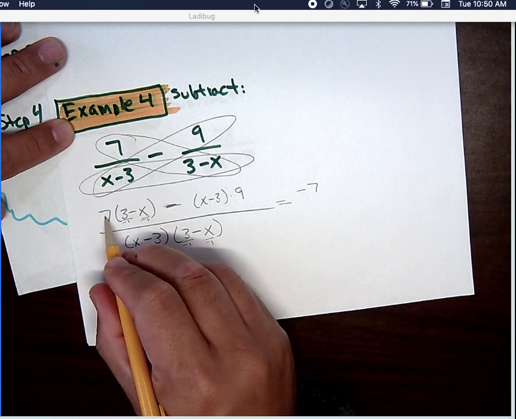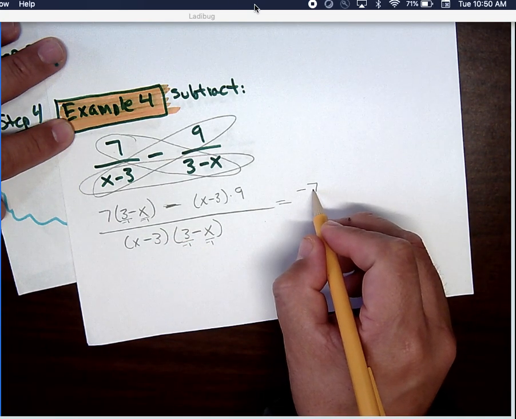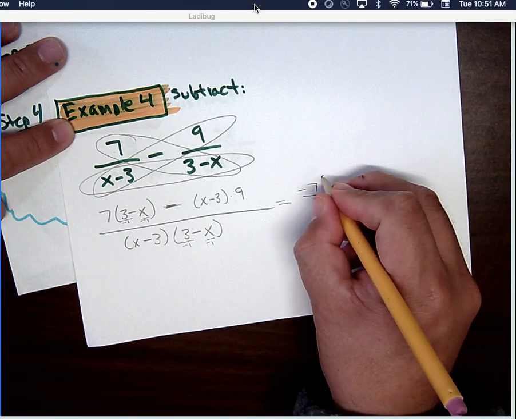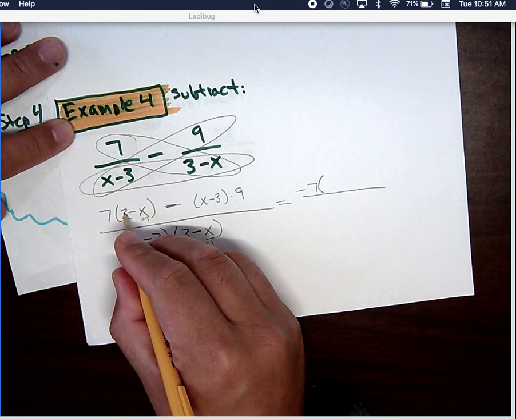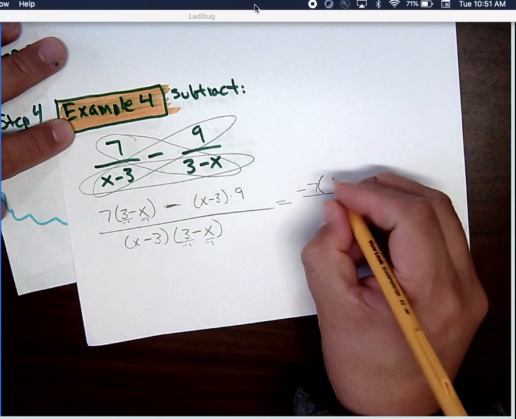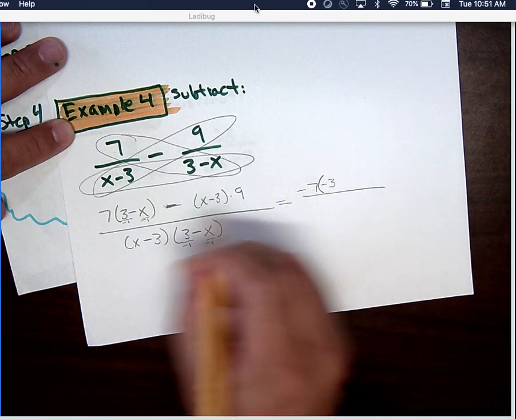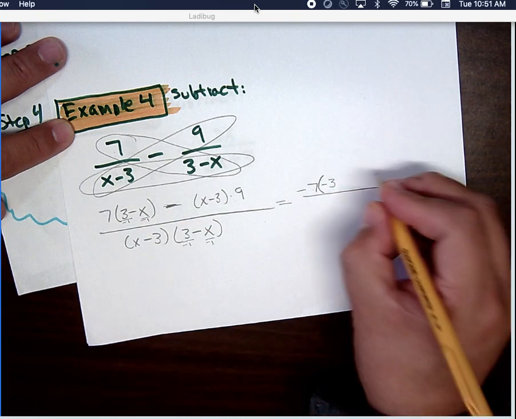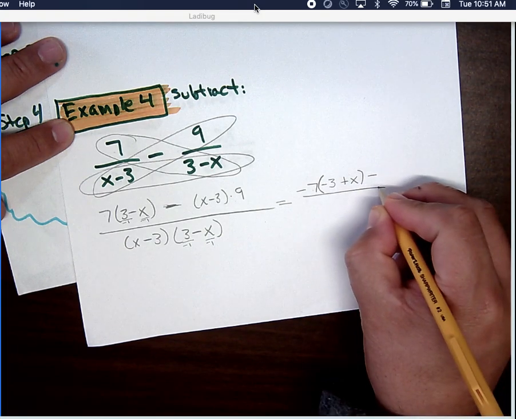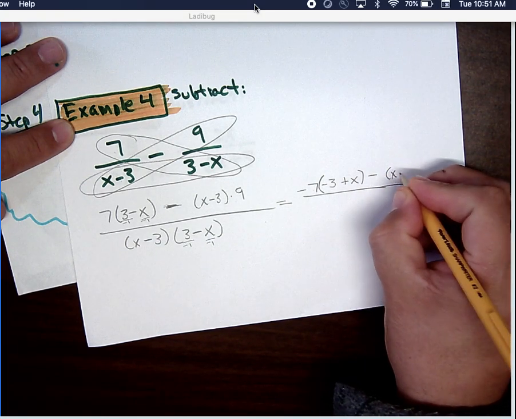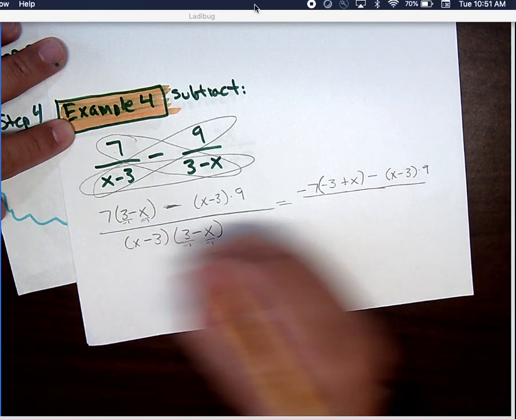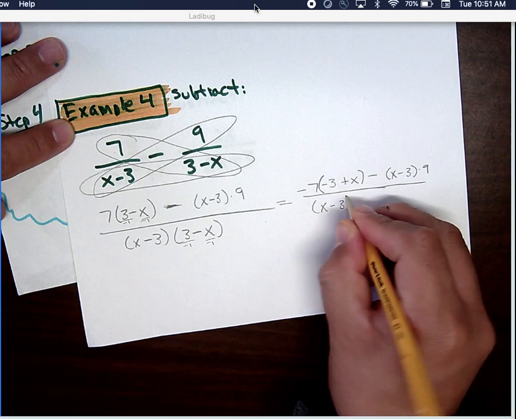So this one, we have a negative 1 outside, so it would be a negative 7, right? Negative 1 times 7 would just give us a negative 7. So inside, negative 3 divided by 1 would become a negative 3, and then negative over negative would become positive x. And then the rest will stay the same, times 9.